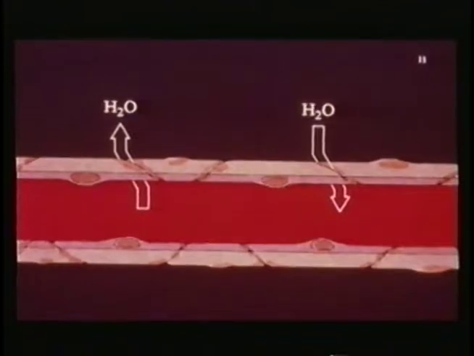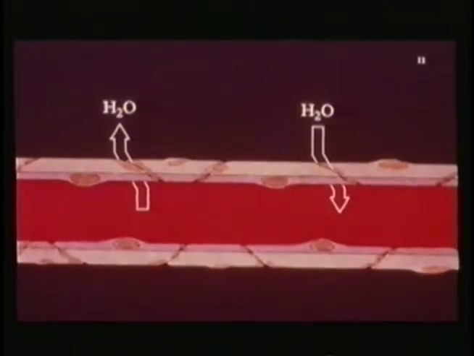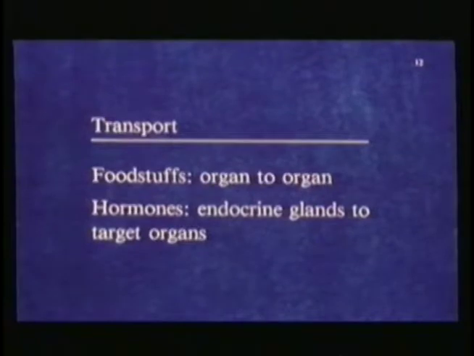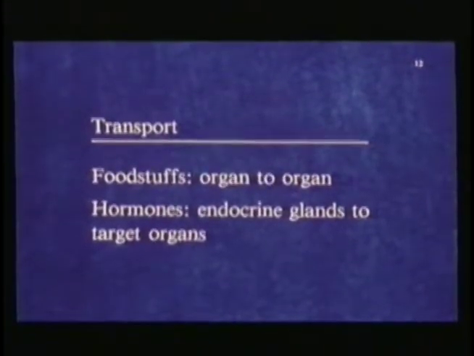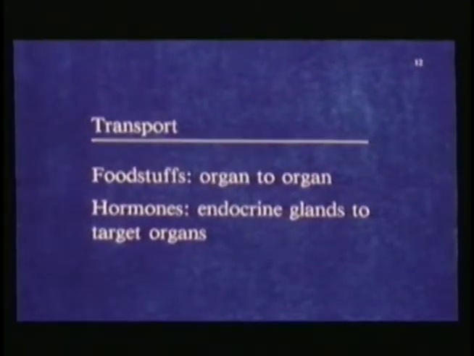11. The circulatory system also maintains the normal distribution of fluids within the tissues. 12. Finally, the peripheral circulation transports materials such as foodstuffs from organ to organ and transports hormones from endocrine glands to target organs.